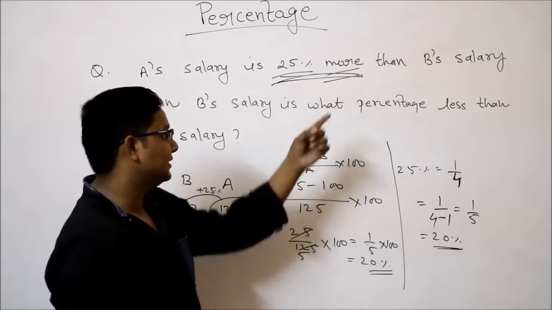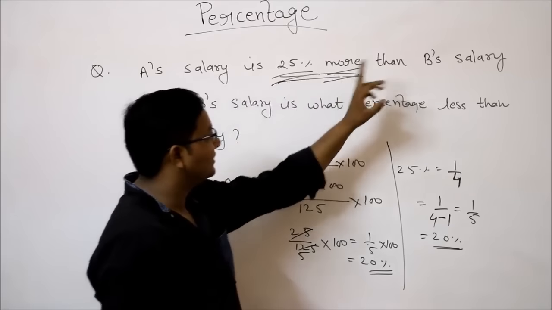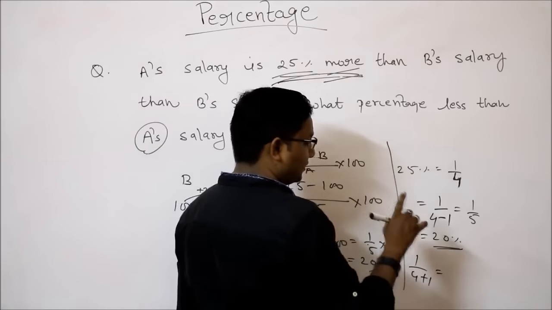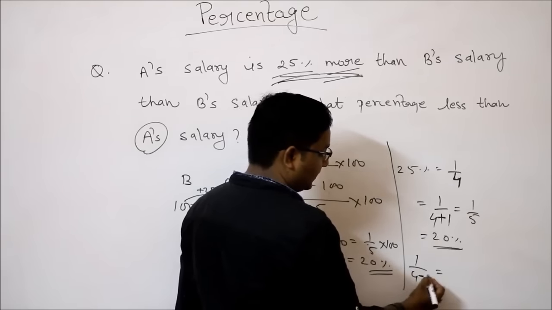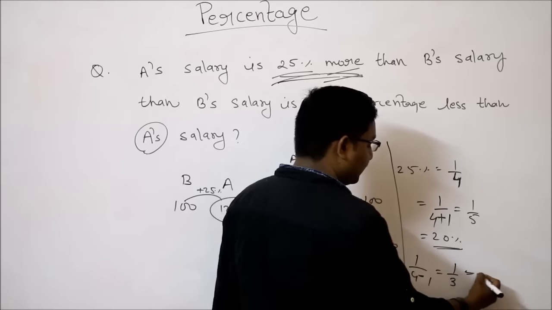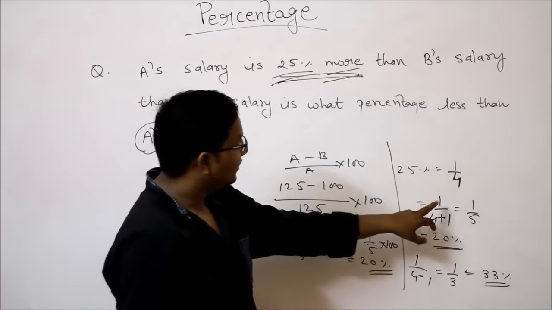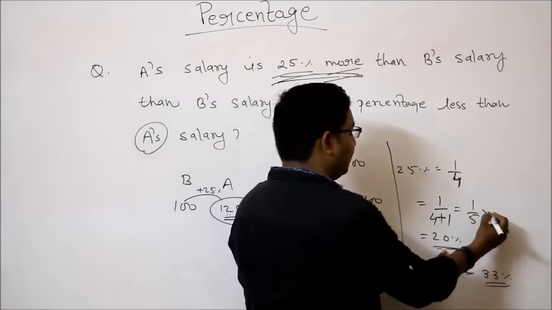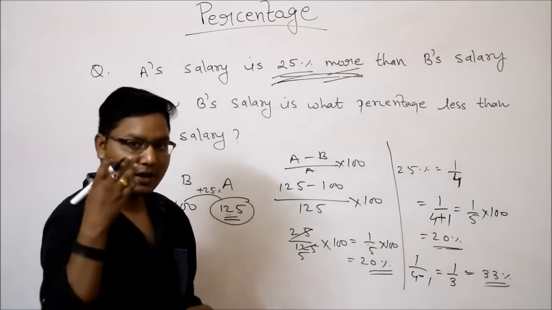ओके, सो इस तरीके से आसान तरीके से भी आप निकाल सकते हैं अगर इस टाइप से क्वेश्चन पूछा गया है तो. अगर यहाँ पे मोर के बदले लेस होता, A सैलरी इज 25% लेस देन B सैलरी, तो आप यहाँ पे 1/4 - 1 करते, दैट इज 1/3, सो 1/3 कितना परसेंट होता है 33%, तो ये इसका आंसर होता है. अगर यहाँ पे मोर देन दिया हुआ है तो इस पे 1 बढ़ा दें, तो 1/4 + 1, 1/5 जो कि 20% होगा. सो इसी तरीके से आप सॉल्व कर सकते हैं. सो आप आगे नेक्स्ट क्वेश्चन देखते हैं.